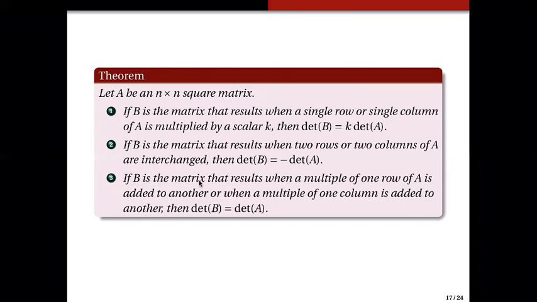Now, if B is the matrix that results when a multiple of one row of A is added to another row of A, or when a multiple of one column of A is added to another column of A, then the determinant of B is equal to the determinant of A. Meaning the determinant does not change. Okay? But what are these?